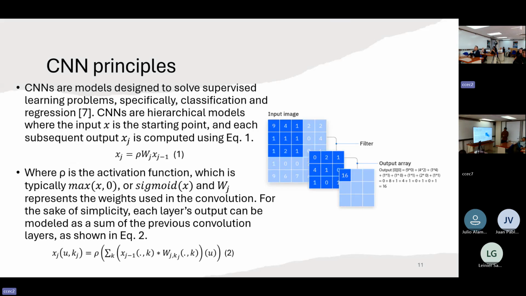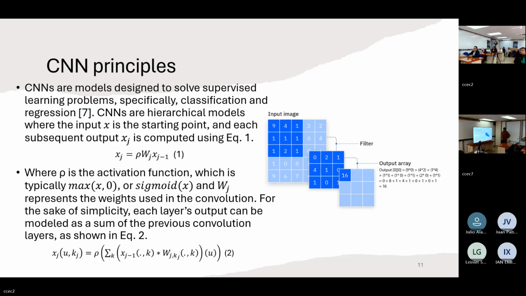And well, what is a convolutional neural network? Generally, this model is a neural model which has been designed especially for classification and regression. And these models have some interesting features. How can this approach be seen?